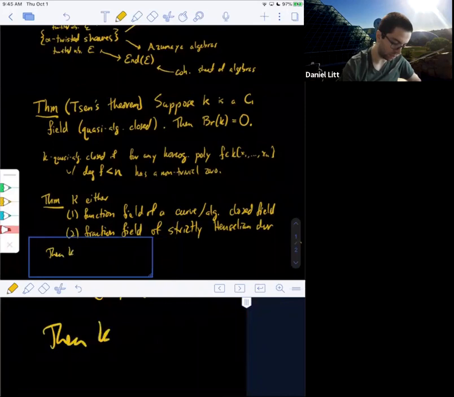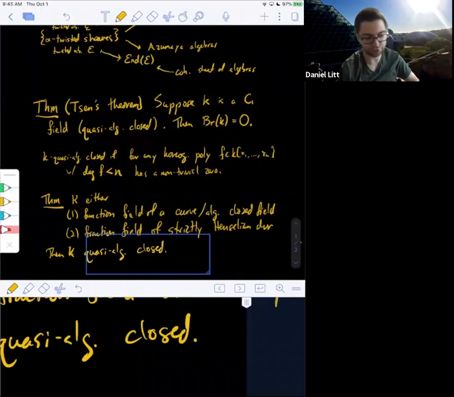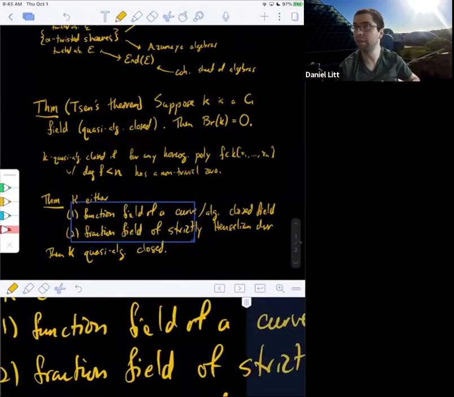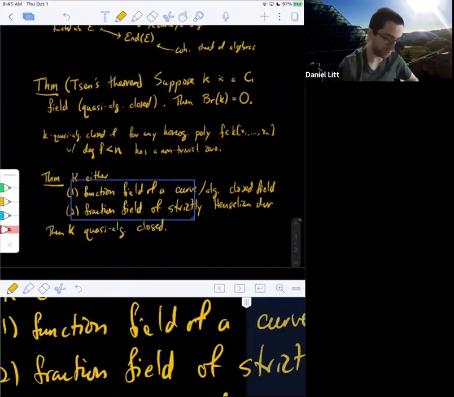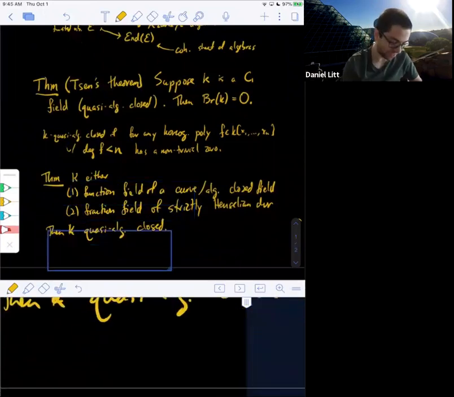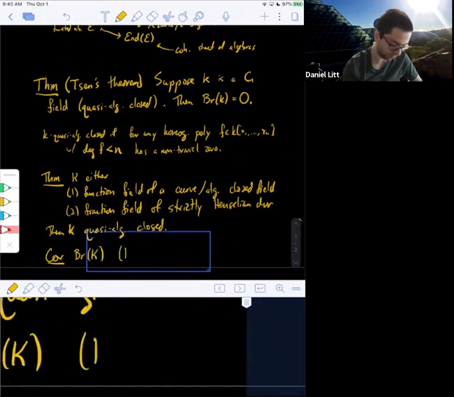Then K is quasi-algebraically closed, or C1. Strictly speaking, I think what I'm going to do is prove 1 and give you a reference for 2, because we're spending a lot of time on this topic. It's a wonderful topic, but I don't want to turn this into a course on Brauer groups. Then the corollary of this is going to be that the Brauer group of K, with K as above, is trivial.